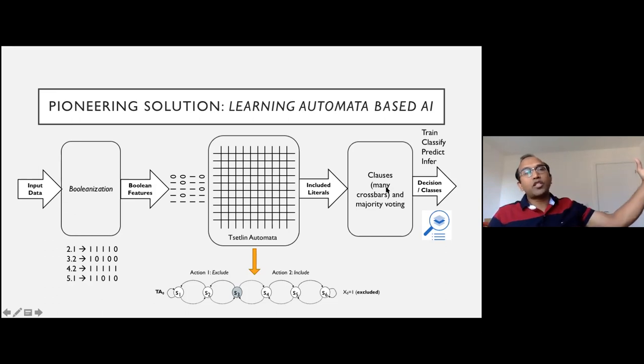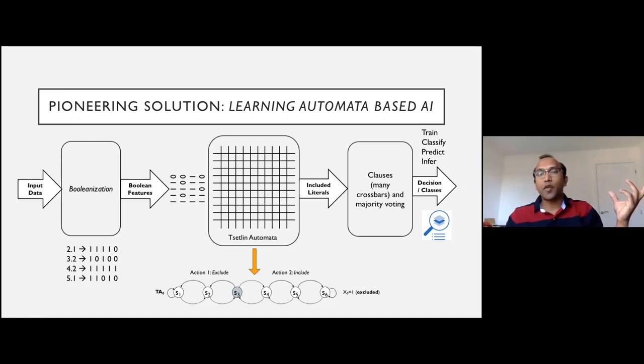If most of the clauses say, okay, I agree that this particular problem can be defined by that logic formulation with the Booleanized features, they do all the majority voting, and majority voting cannot go wrong, because if a majority of them vote for it, it's very likely that it is the right solution, okay? So the actual state machine is over here. This is a very simple example of a Tsetlin automata with 6 states.